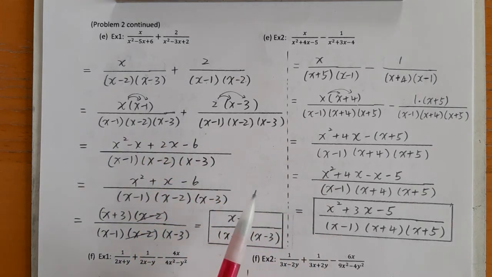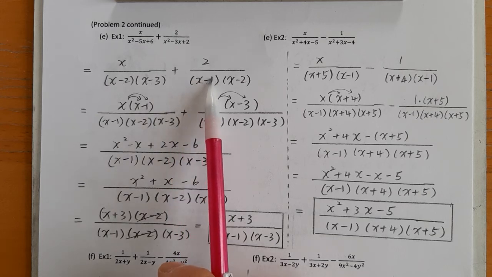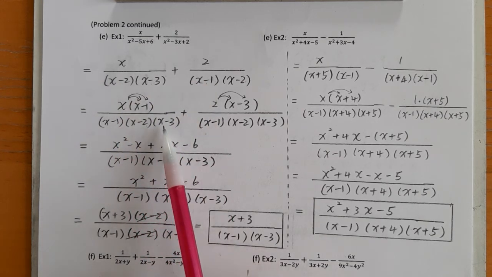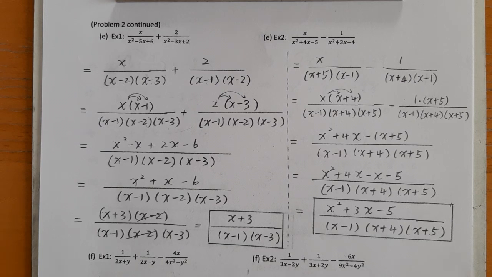Now find out the LCD, the common denominator. So here has x minus 1, pick up. Here has x minus 2, pick up. Then pick up x minus 3. So these 3 factors are the least common denominator.